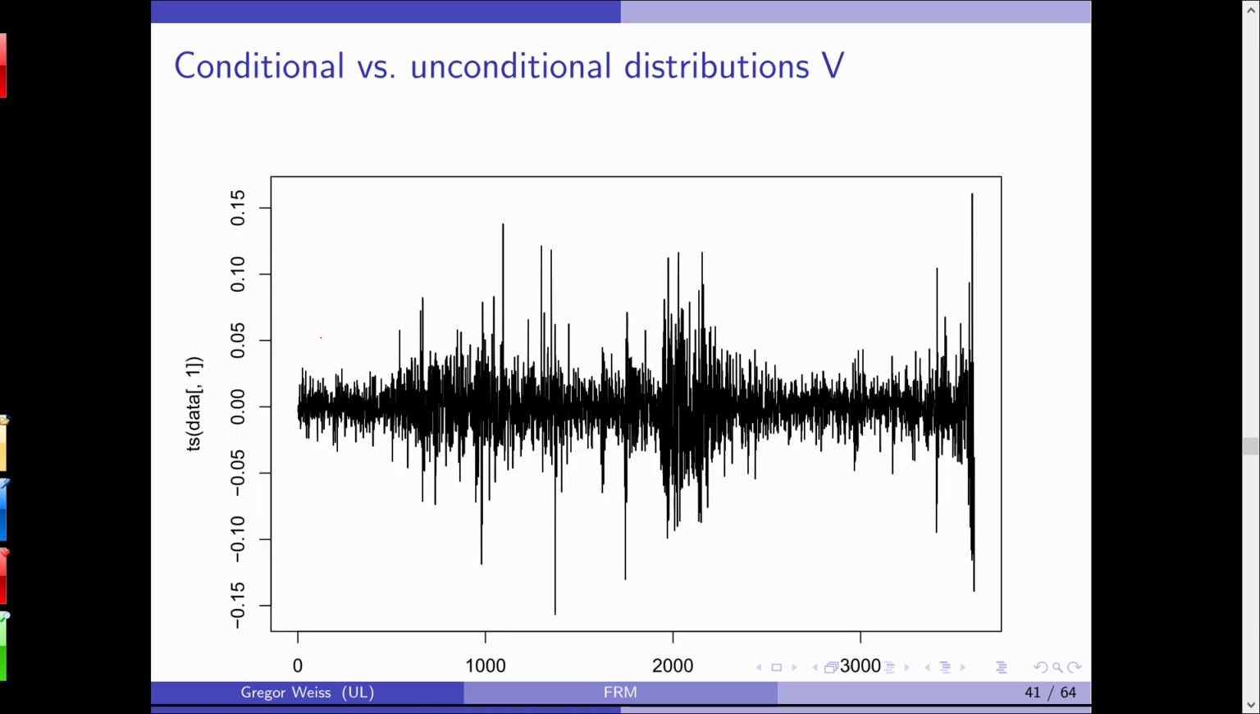Okay. Now, when is it necessary to use a conditional model? If you see this, and this is, I think, a return series of the German DAX index, you can immediately see that there are times in which you have high volatility and times in which you have low volatility. We call these volatility clusters: periods of high volatility and periods of low volatility. And as soon as you see this, you know that any unconditional model that has a constant volatility is not accurate enough to model this type of time series behavior.